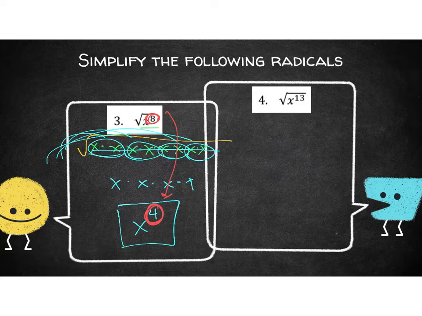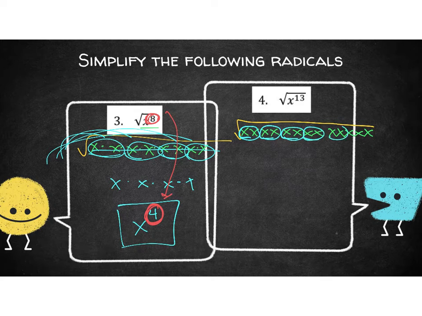I have x to the 13th. So if I line up 13 x's in a row, 1, 2, 3, 4, 5, 6, 7, 8, 9, 10, 11, 12, 13. There's my 13 x's, okay? Let's see how many pairs I can make. I can make 1, 2, 3, 4, 5, 6, and I have 1 left over. So x to the 6th power with 1 x left over is what I have there.